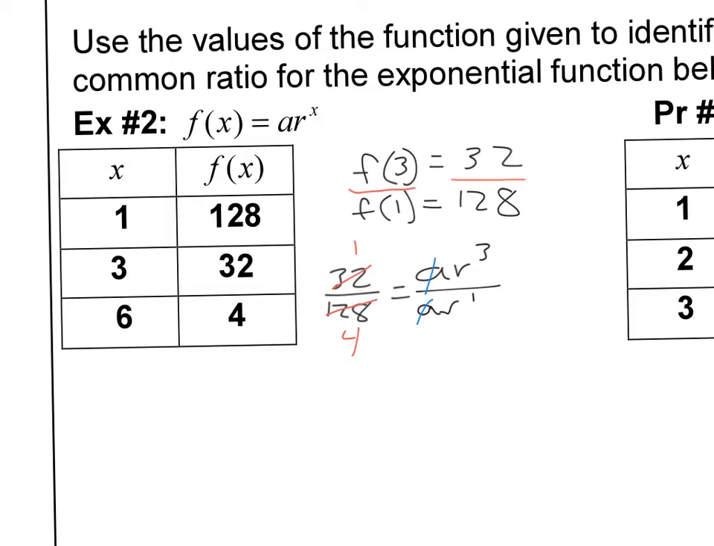And then the other thing that I want you to see is, see how I have an r cubed over an r to the 1? Well, we learned that we could just subtract exponents. So this r would cancel out, and this would become r squared. So let's write this all out. This looks like 1/4 equals r squared. Alright, well now we're really close to finding our r, right? Without much work. So, all I got to do is take the square root of both sides. And I get that my r value is the square root of 1/4, the square root of 1 is 1, the square root of 4 is 2. So I have found my r value, and it wasn't that hard.